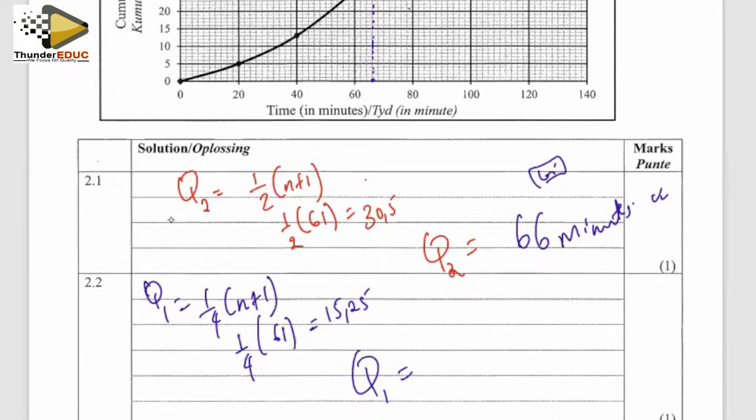The Q1 value, the answer I'm getting is 44. It's somewhere there, because I'm taking it from here, just slightly above 15, or just within the line of 15. So we're getting 44. If you're using just a quarter of 60, which will be exactly on 15, that might give you something like 43.